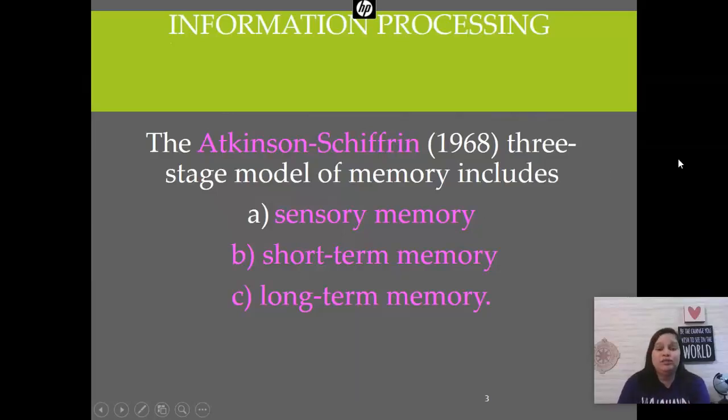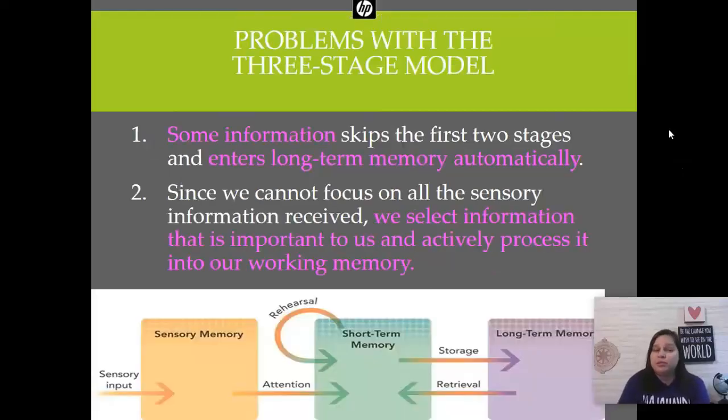The Atkinson-Shiffrin model specifically identifies these 3 stages of memory, which are sensory memory, short-term memory, and long-term memory. The problem with the model, though, is it doesn't really explain how sometimes information skips those first 2 stages, and it'll go straight to long-term memory automatically. And we'll talk about these in a future section, especially things that are traumatic or extremely emotional will go straight to long-term memory.